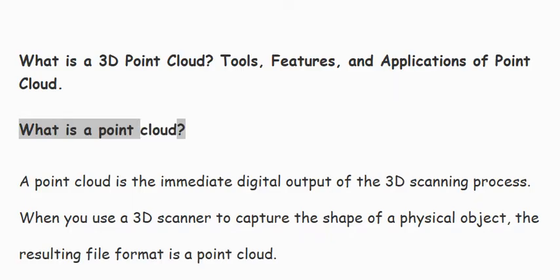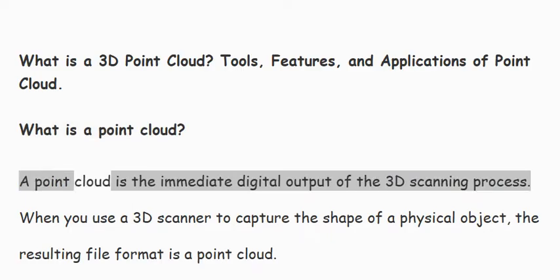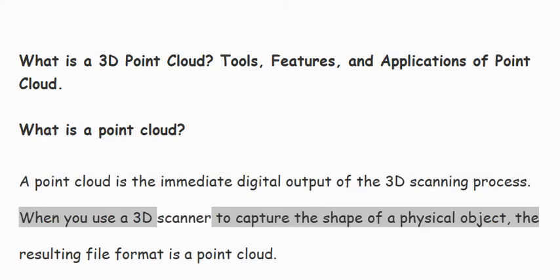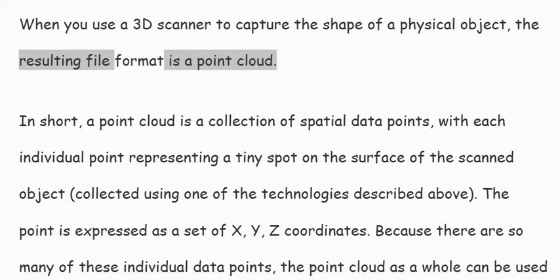What is a point cloud? A point cloud is the immediate digital output of the 3D scanning process. When you use a 3D scanner to capture the shape of a physical object, the resulting file format is a point cloud.